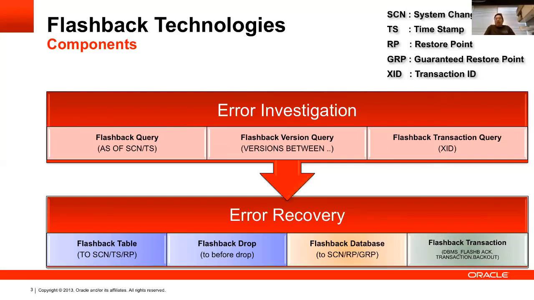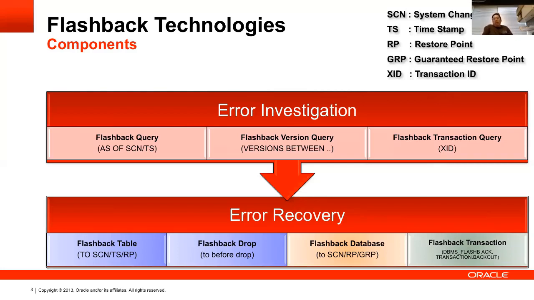Flashback database operates on the entire database to rewind it to a point in time in the past. We do that through a new set of files we call flashback logs. These are kept in the fast recovery area, logging the before change images as changes occur. We log these block images in the flashback log files, and then we search back into those files upon flashback database operations, so you can get back to a point in time in the past.